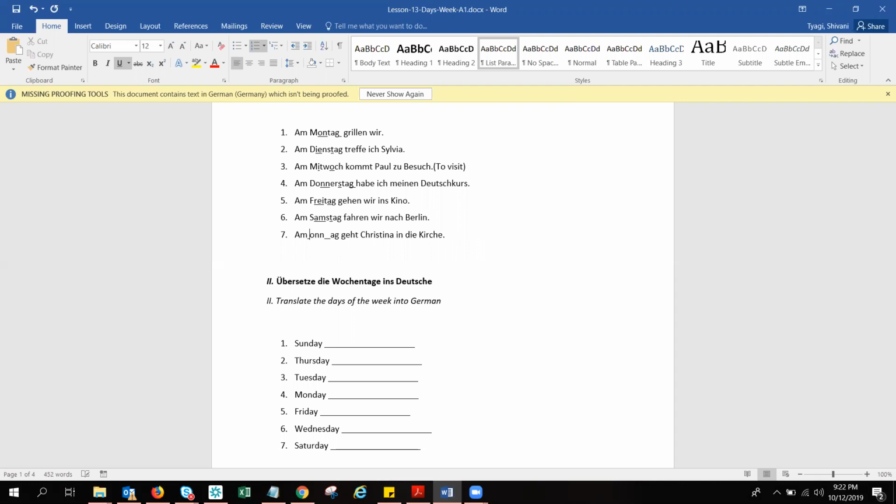Okay, then am Sonntag geht Christiana in die Kirche. Pratibha, what is the meaning of this? On Sunday, Christiana goes to church. Yeah, Kirche, church. Okay, cool.